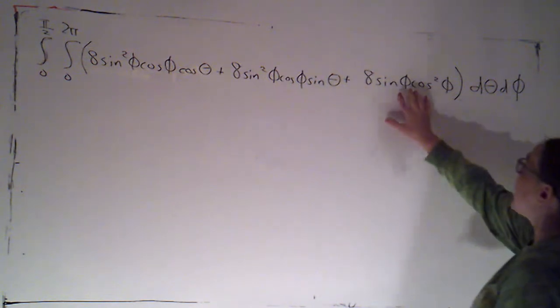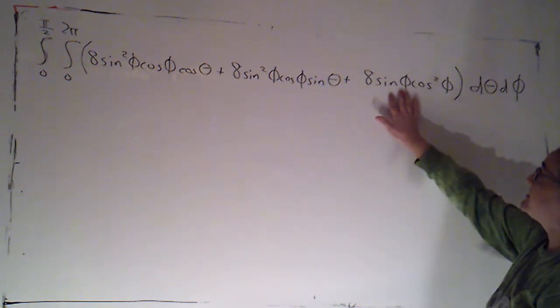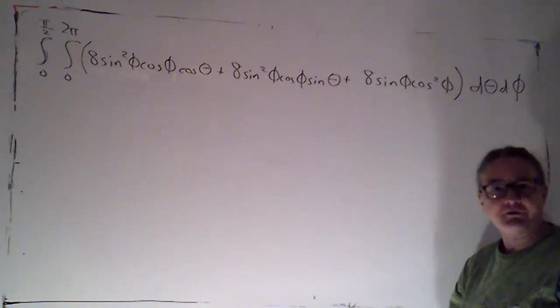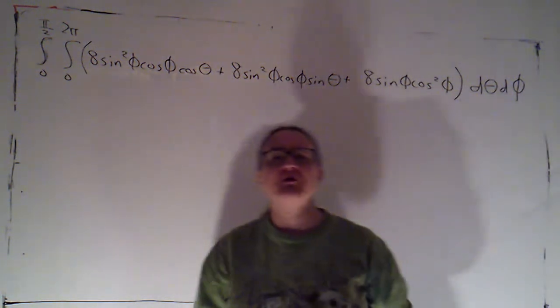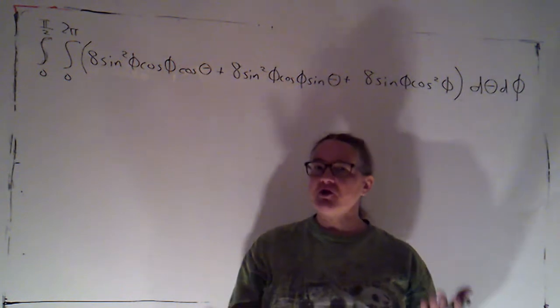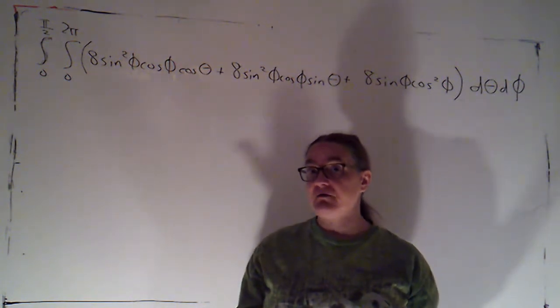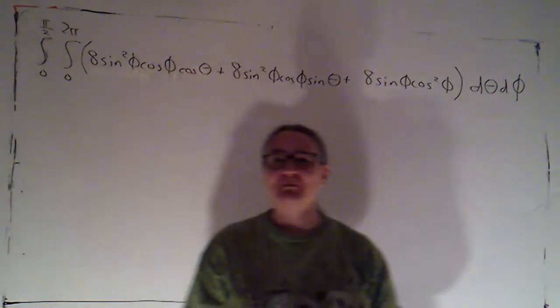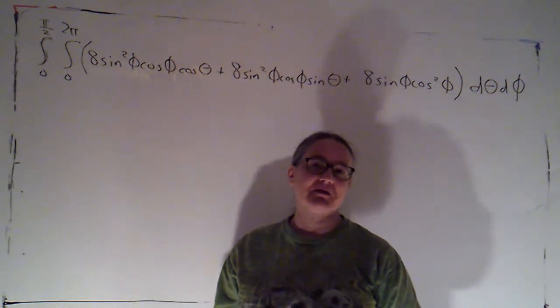I initially copied this last term as 8 sine squared phi times cosine squared phi. Now that's a much more involved integral. Of course, with even powers of sine and cosine, we would use the double angle formula for cosine to evaluate that. But this one is actually a much nicer one. We'll be able to evaluate that with just a simple u sub.